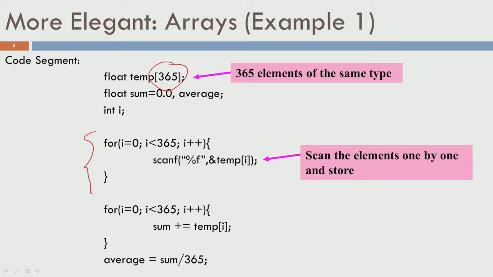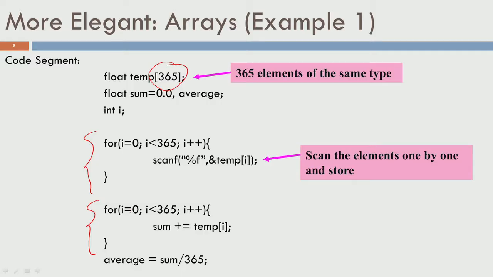We will see what temp of I means in a little while, but the first thing I want you to observe is that it has become much more elegant. Instead of 365 lines that you had earlier, now you have 3 lines of code which is scanning 365 elements. The other thing that we have very nice is just the addition itself, right.